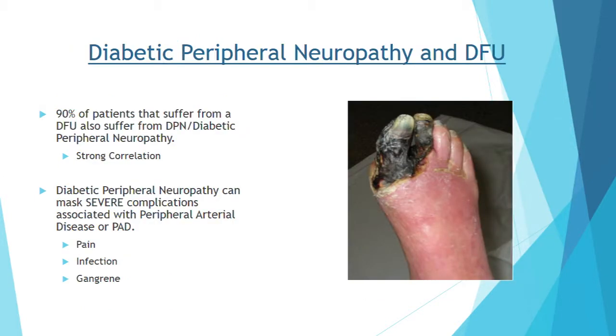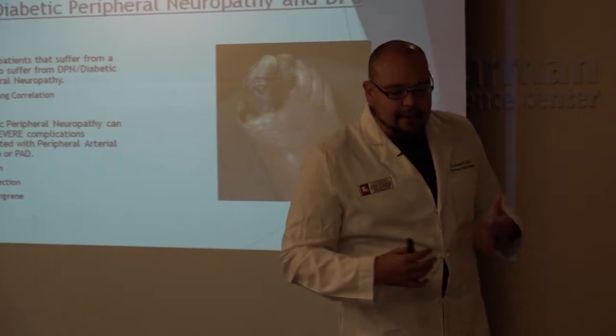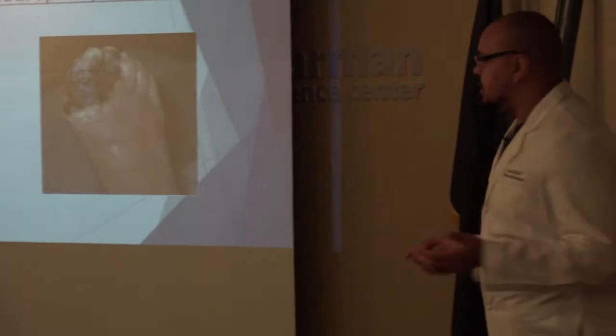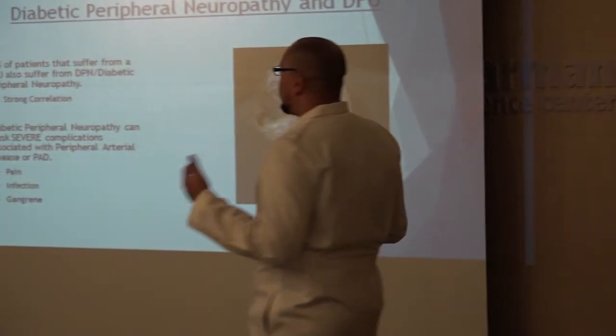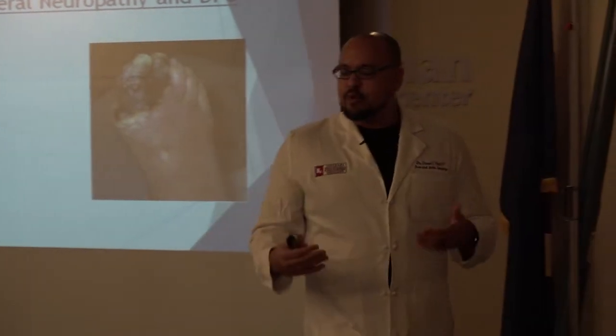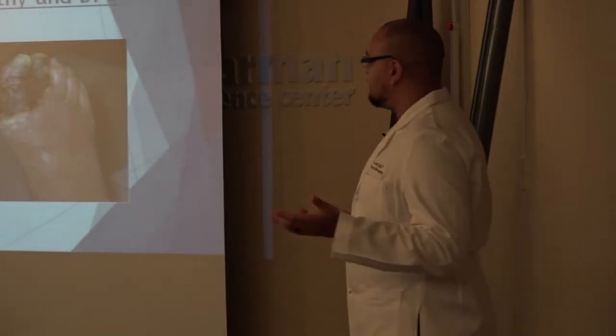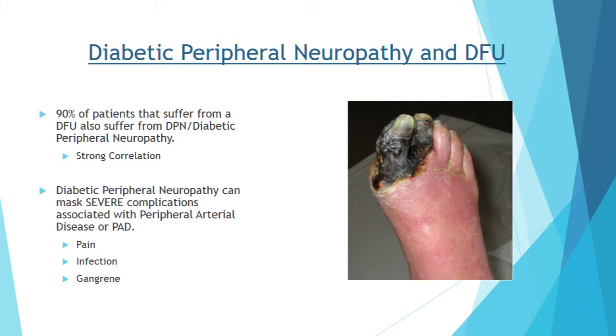So, diabetic neuropathy in diabetic foot ulcers. How do they correlate? 90% of patients with a diabetic foot wound have diabetic neuropathy. 90%, that's 9 in 10. It's a virtual certainty when a patient walks in my office that has a wound on the bottom of their foot, they can't feel it. Diabetic neuropathy can mask the severe complications associated with peripheral arterial disease, pain, infection. This is gangrene. That tissue is dead.